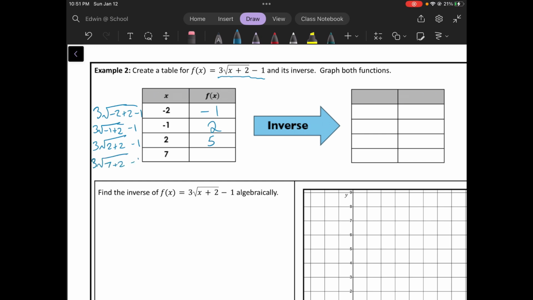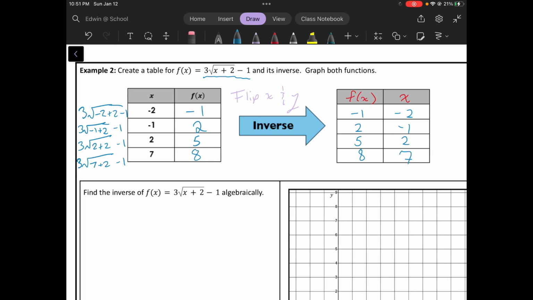And then for my last one, I'll plug in 7. So 7 plus 2 is 9. Square root of 9 is 3. 3 times 3 is 9. Minus 1 is 8. And again, we're just going to flip the x's and y's, giving us new points of negative 1, 2, 5, and 8. Then we're going to have negative 2, negative 1, 2, and 7. This is because we just flipped the x's and y's like how we've been doing. So these are the inverses.